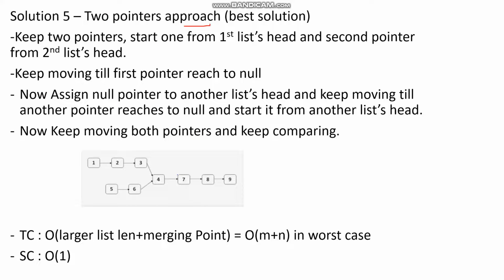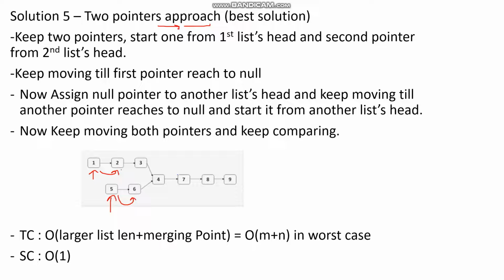In the earlier approach, our time complexity was O(m plus n) and space complexity was O(1). But we can optimize it more by using the two pointers approach. So this is the best approach, the best solution. In this approach, we will be using two pointers, and initially we will initialize both the pointers with the heads of the respective linked lists. And then we will keep moving both the pointers by one step.